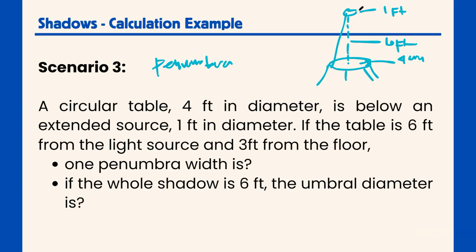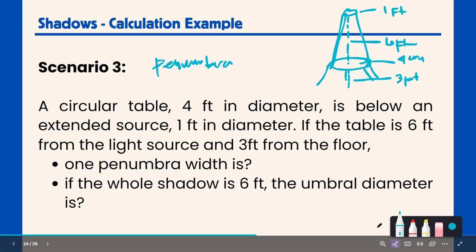Okay, this is what it actually looks like. The table is 3 feet from the floor, so the value is 3 feet. What we are looking for is the 1 penumbra width.